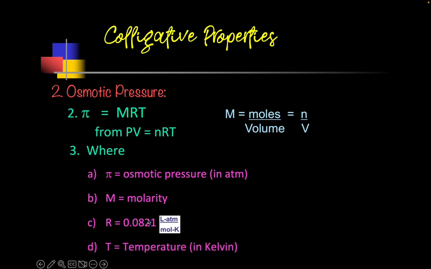And then capital T is temperature, but as you can see in the units of R, the temperature needs to be in Kelvin. Remember, that's nice for math equations, especially because then we don't ever have to deal with negative numbers, because Kelvin can't go below absolute zero. And so that's one of the reasons we use Kelvin in our gas laws, especially.